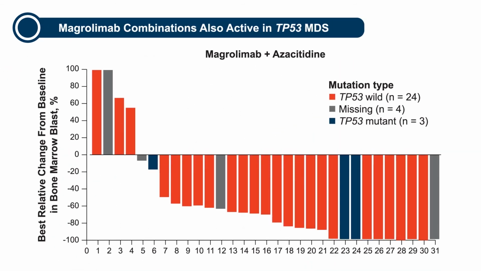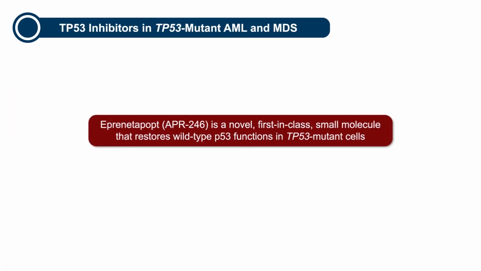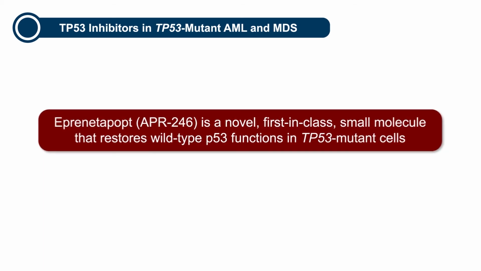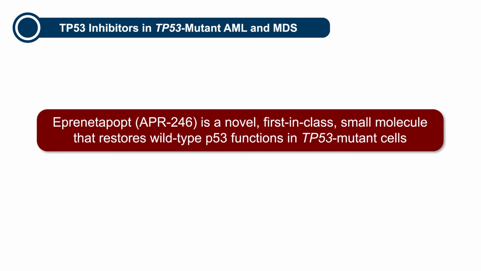You can see here that Magro combinations are also effective against P53 mutant myelodysplastic syndrome, as you can see in this figure. Another avenue that is becoming available for AML patients with mutant P53 is using novel molecules that can restore the function of wild-type P53 in P53 mutant AML cells. This can be done using agents like APR-246, which is a first-in-class small molecule that's been tested in clinical trials.